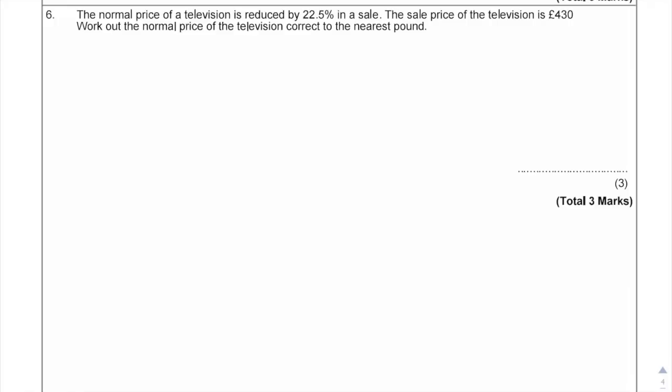So question 6 says the normal price of a television is reduced by 22.5% in a sale. The sale price of the television is £430. Work out the normal price of the television correct to the nearest pound.